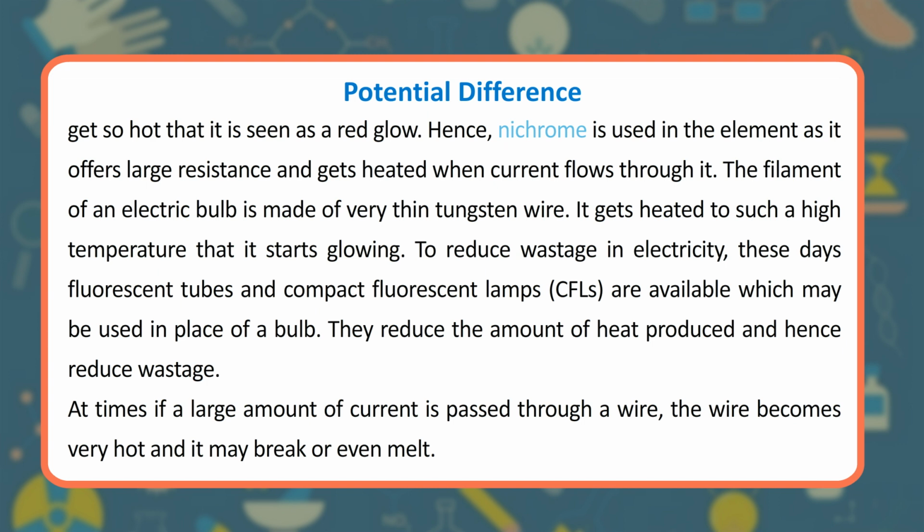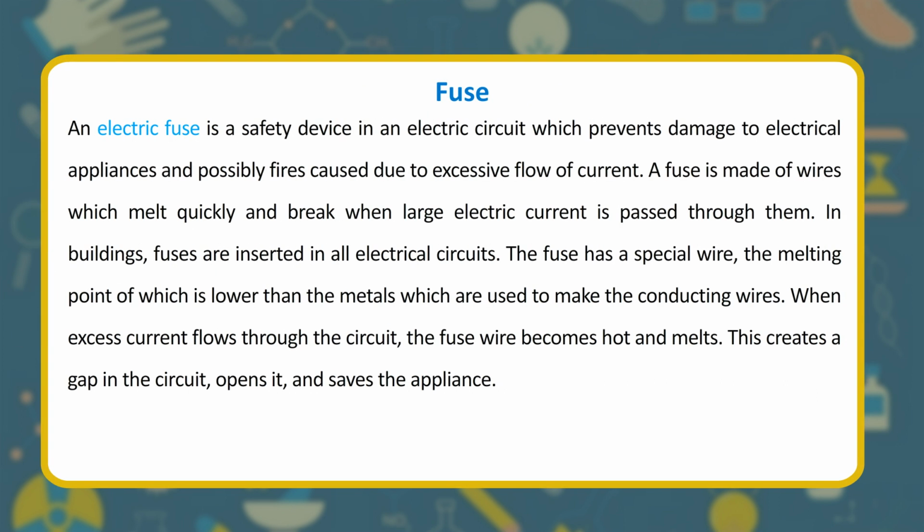At times, if a large amount of current is passed through a wire, the wire becomes very hot and it may break or even melt. Fuse. An electric fuse is a safety device in an electric circuit which prevents damage to electrical appliances and possibly fires caused due to excessive flow of current. A fuse is made of wires which melt quickly and break when large electric current is passed through them. In buildings, fuses are inserted in all electrical circuits.